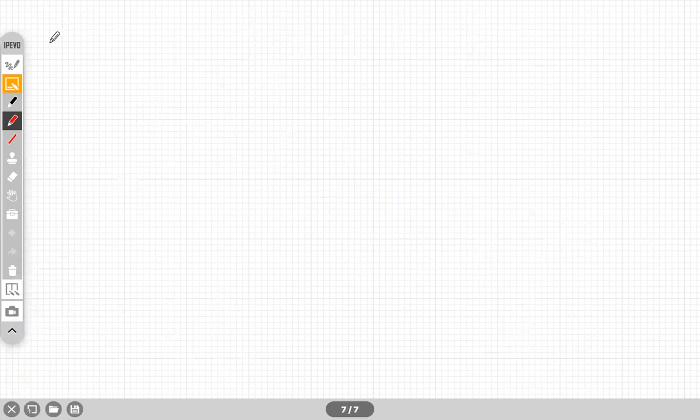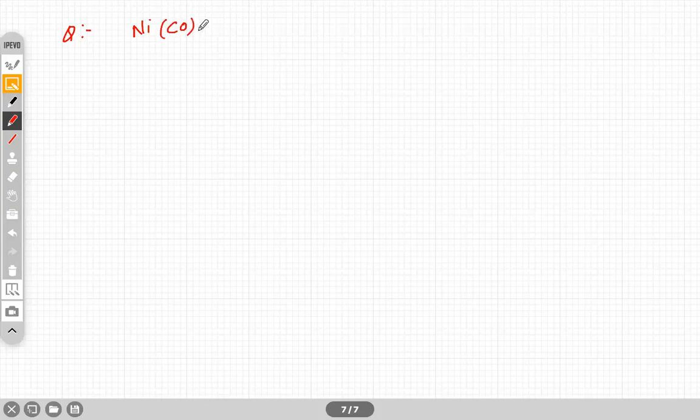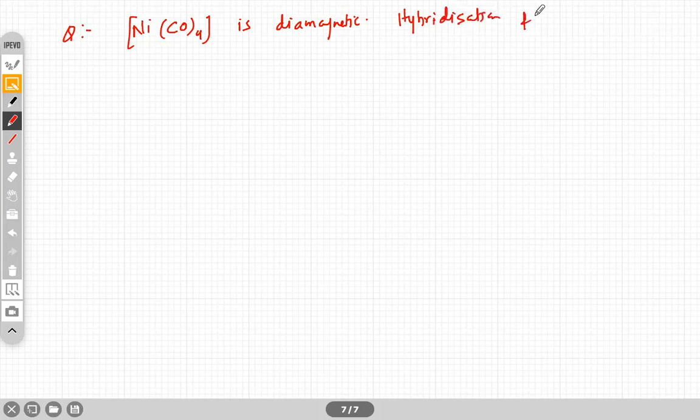Now, you see the second question here. We have a molecule, say Ni(CO)4, the carbonyl compound, which is diamagnetic. Explain hybridization and geometry. Try this one.